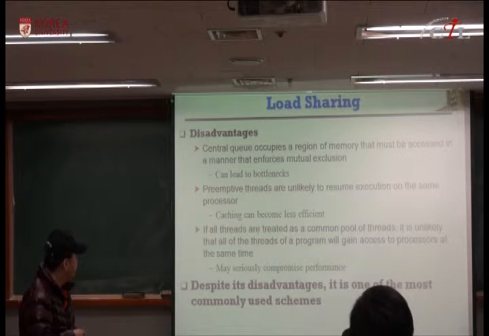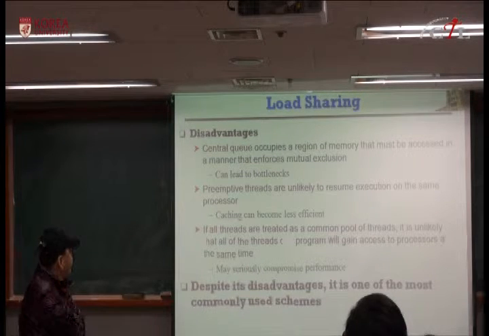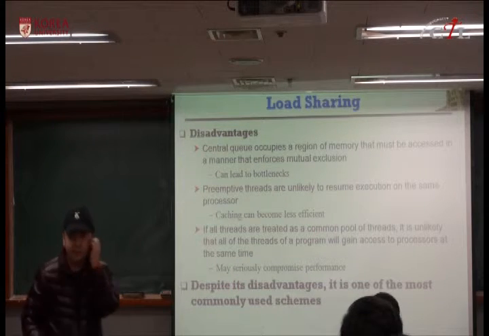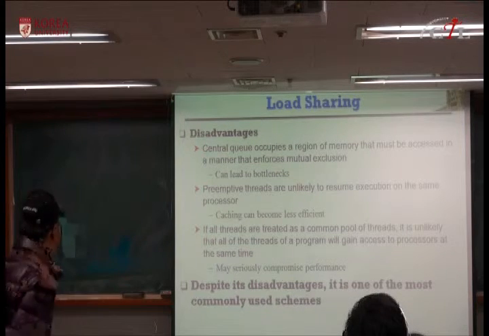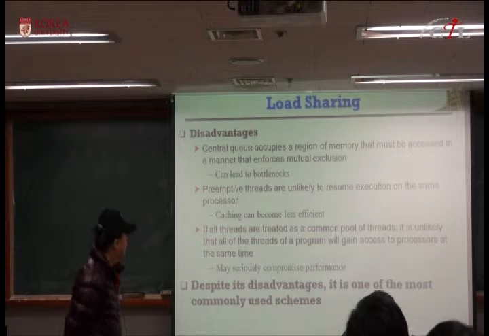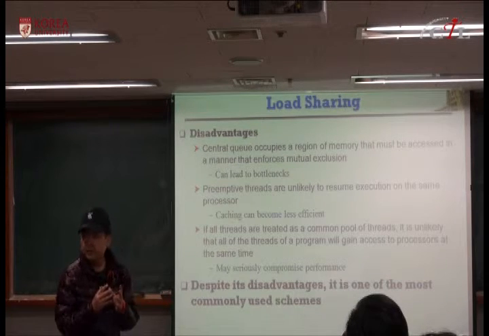And if all threads are treated as a common pool of threads, it's unlikely that all of the threads of a program will gain access to processors at the same time. So it may seriously compromise performance. What does this mean? This sentence means if you use this shared queue, global queue, then all threads are actually treated as a common pool of threads, right?